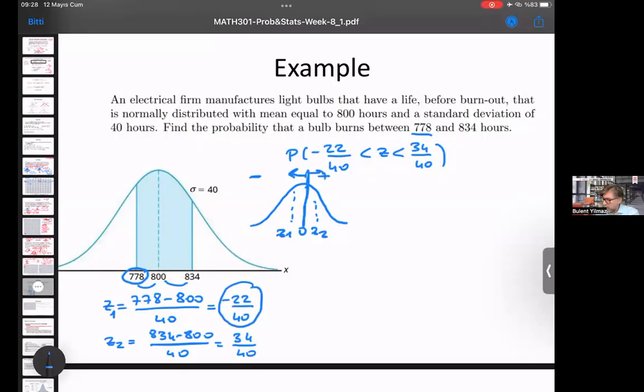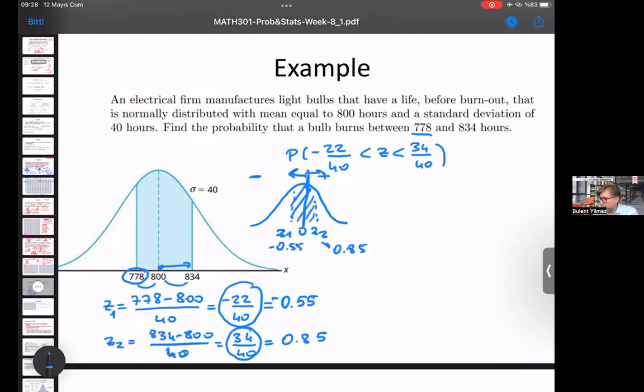And if you come here, 834 minus 800, this distance divided by 40, which is 34 divided by 40. Can you tell me the numbers here, guys? Minus 22 divided by 40, what is the number? 0.55, hocam. Which is minus 0.55. What is this one? 0.85, I guess, right? Yes. So now my distribution is between minus 0.55 and 0.85. So here is the area.